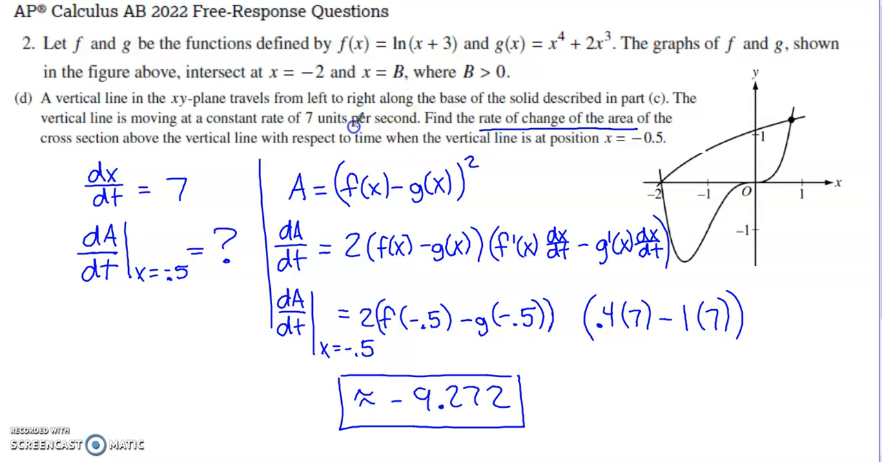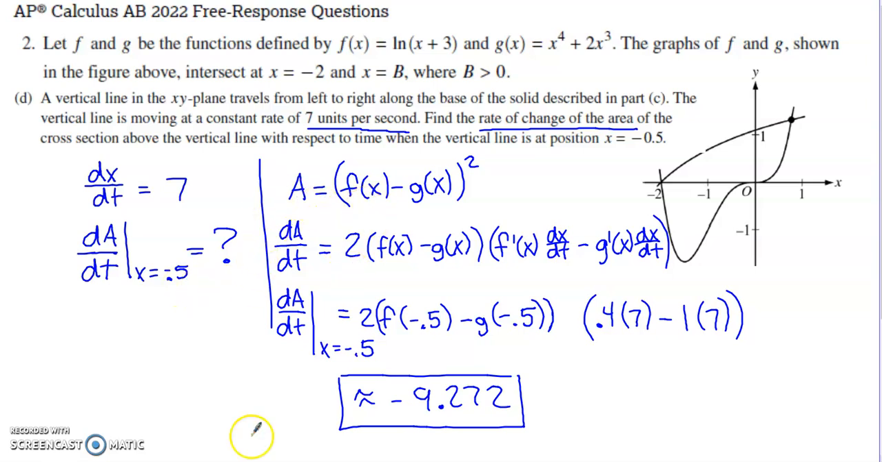First thing that you hopefully catch on to here, this right here, 7 units per second, is the rate at which the vertical line is moving across the base of the solid. That's a rate of change. And what I already had underlined here, rate of change of area, is what we want to find. This is really a related rates problem worked into the end of this. So the 7 is the rate of change of x with respect to time, and we are moving from left to right, so the rate of change is going to be positive 7. We're asked to find the rate of change of the area of the cross section for our solid with respect to time at the x value of negative 0.5.